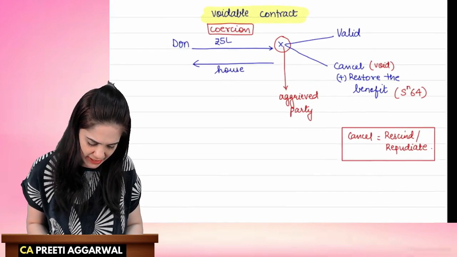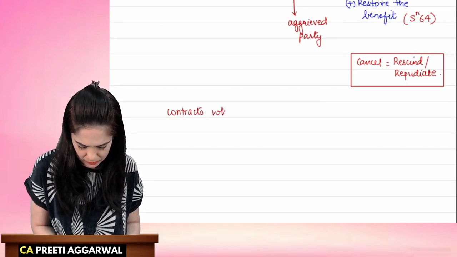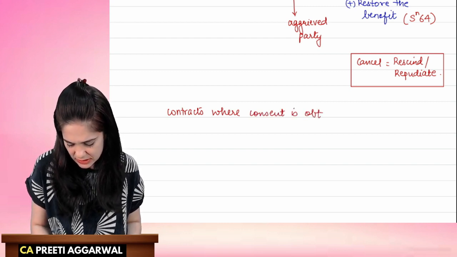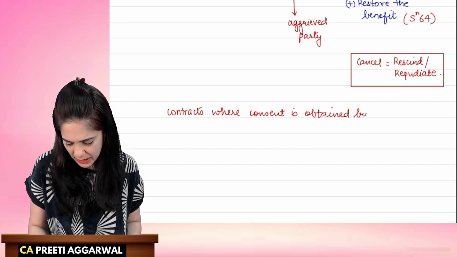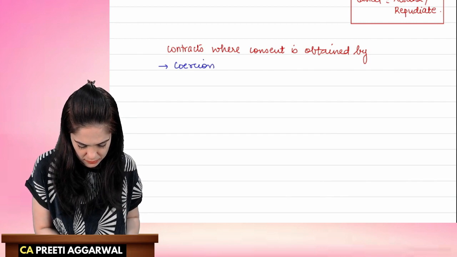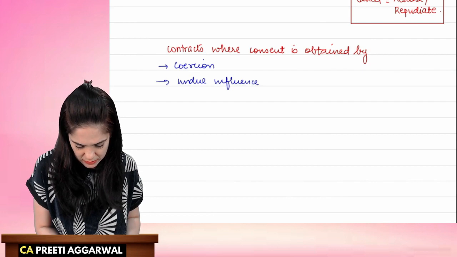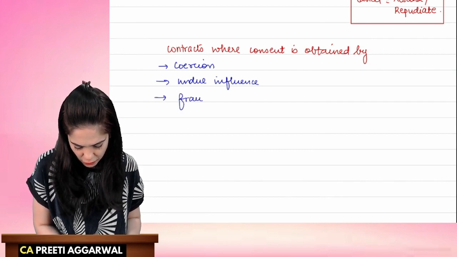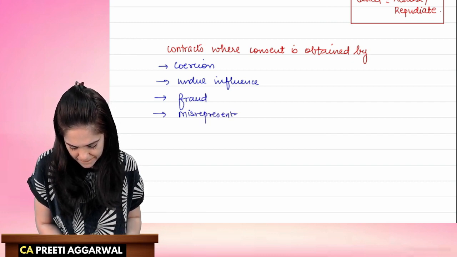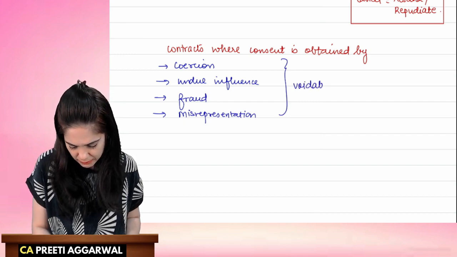Contracts where consent is obtained by coercion, undue influence, fraud, and misrepresentation, they are voidable. Ma'am, you forgot mistake.